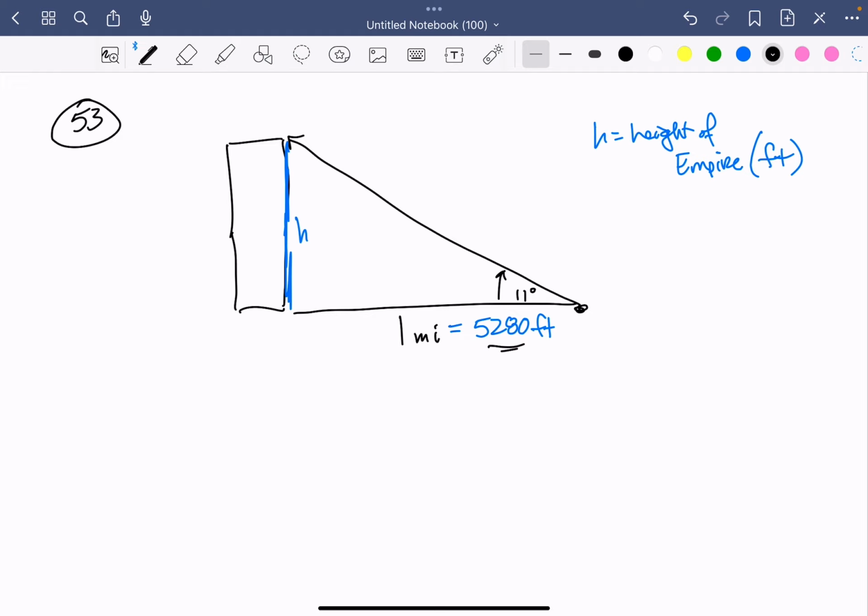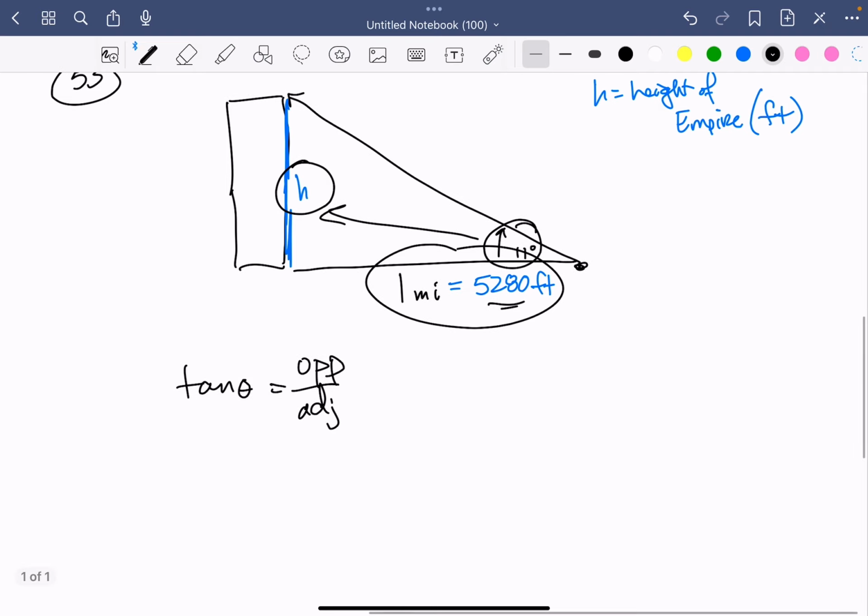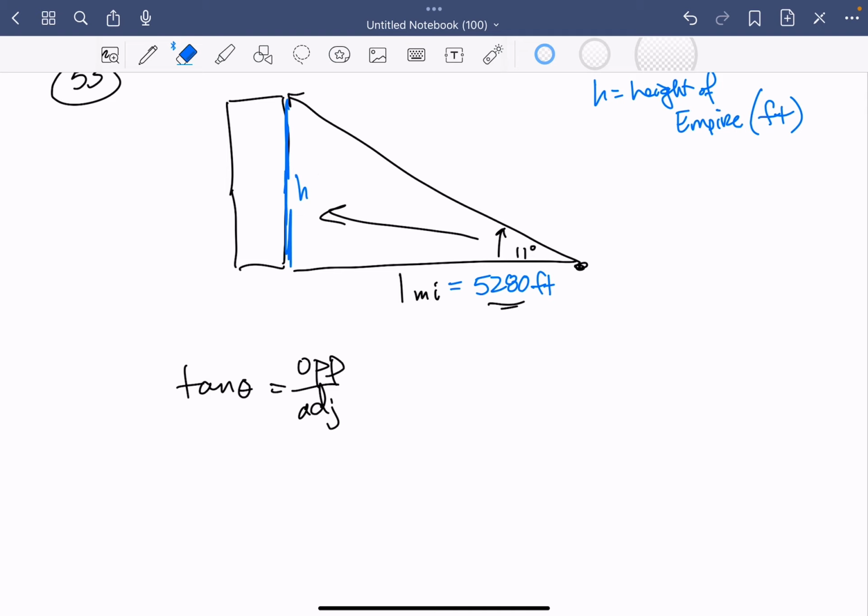So if I've got an angle and I want to relate its opposite to its adjacent, I think, oh yeah, that's going to be the tangent. So I write down the tool before I use it, and then I go in and start filling stuff in, right? So it's the tangent of the angle 11 degrees is equal to, opposite is h, and the adjacent is 5,280 feet.